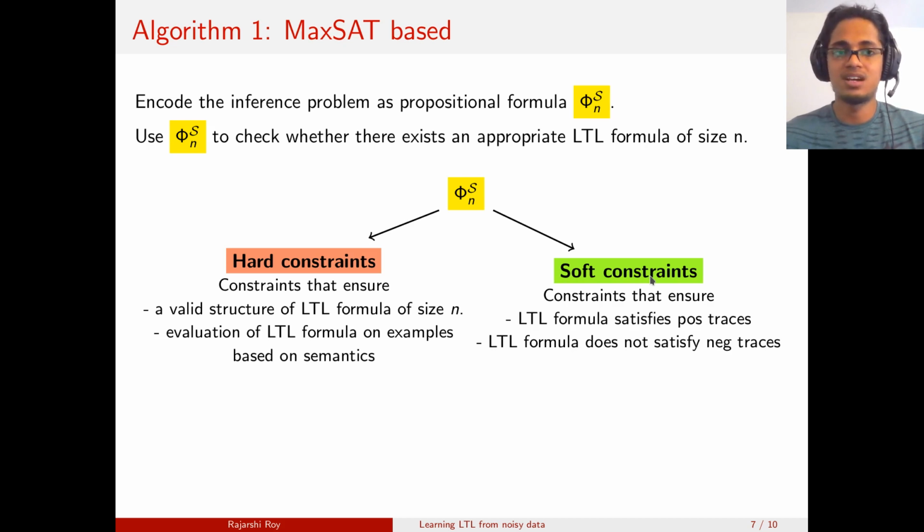The second type of constraints we have is called soft constraints, and one needs to maximize the number of such constraints that one can satisfy. These include constraints that ensure that the prospective LTL formula satisfies the positive traces and does not satisfy the negative ones.